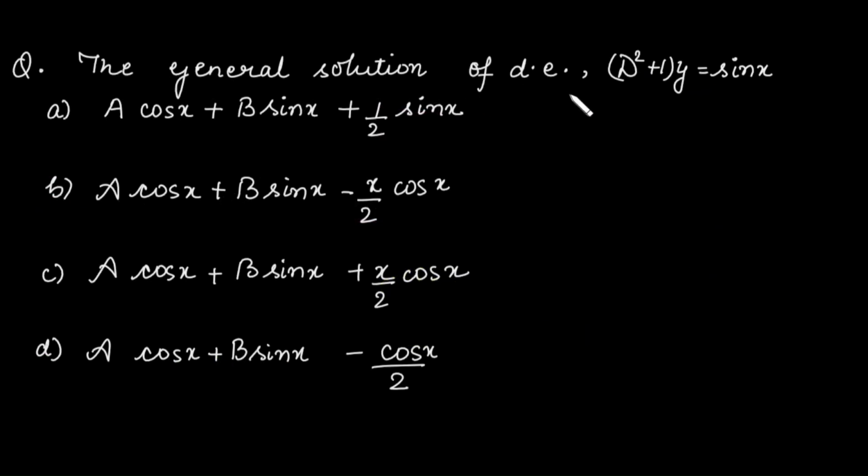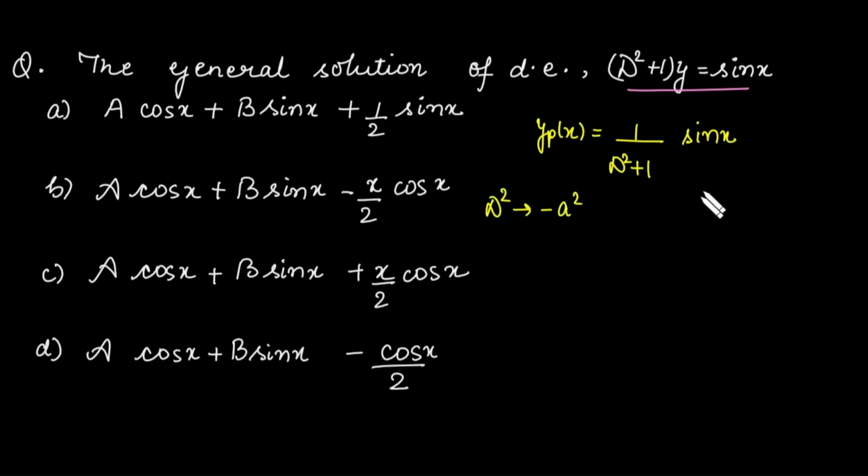Next question is, what is the general solution of this differential equation? So we can observe that from the options, the complementary part is the same. We just need to calculate the particular integral. So in this case, the particular integral is evaluated as 1 upon D square plus 1 into sine of x. In case of sine, we replace D square by minus a square, where a is the coefficient of x. What is the coefficient of x? That is 1. So we replace D square by minus 1 in this case. So we have 1 upon minus 1 plus 1 sine of x.